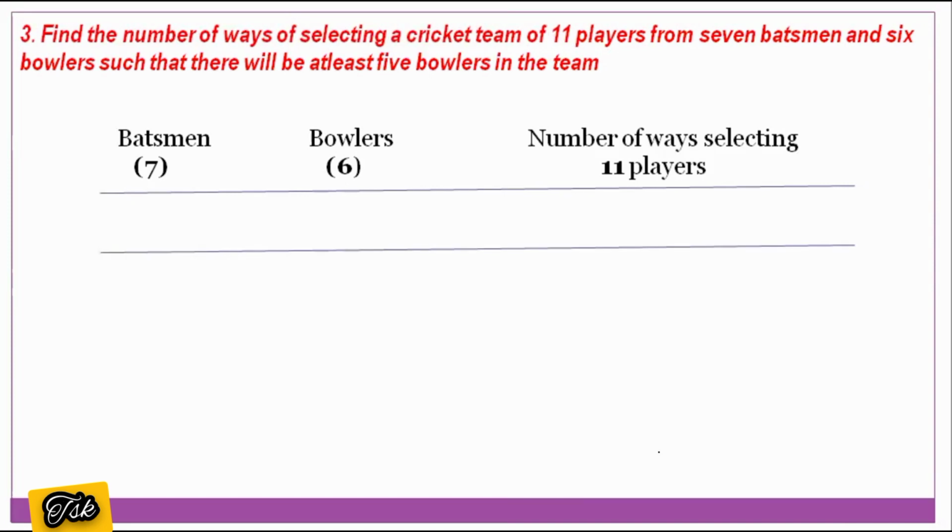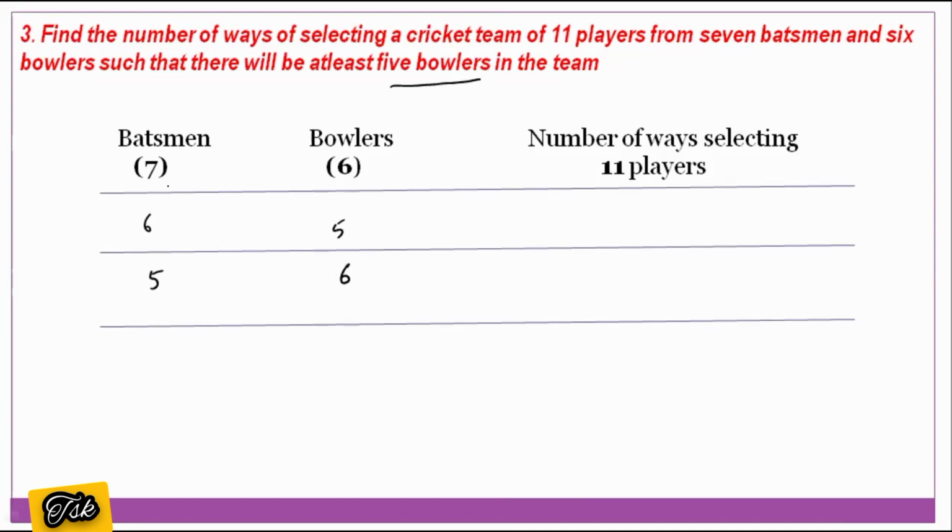It may contain at least 5 bowlers. I'm taking 5 bowlers here. Since I need 11 players, I select 6 batsmen, with 6 bowlers maximum. Here I'll take 5 batsmen. Since only 6 bowlers are there, at least 5 bowlers means the possibility is 5 and 6.